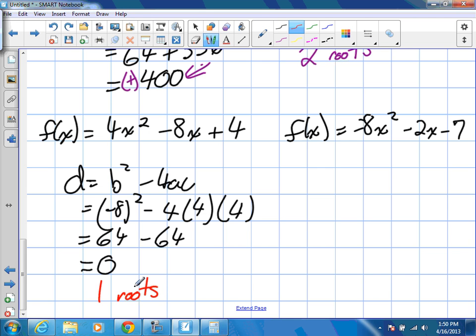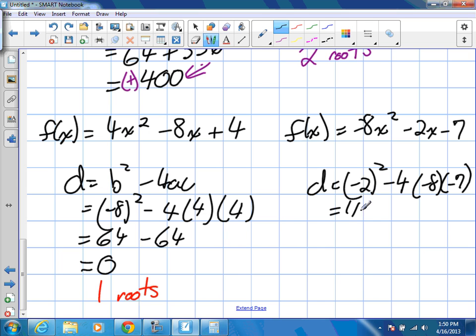Okay. And finally, our B in this case is negative 2 squared minus 4. Our A is negative 8, and our C is negative 7. 2 squared is positive 4. 3 negatives times each other will give us a negative value. 8 times 7 is 56. Times 4 is 224. And when we subtract our 4, we'll get negative 220, which means how many roots are in this question? 0. That's right. There are 0 roots to this question.